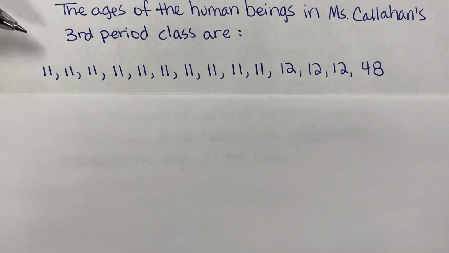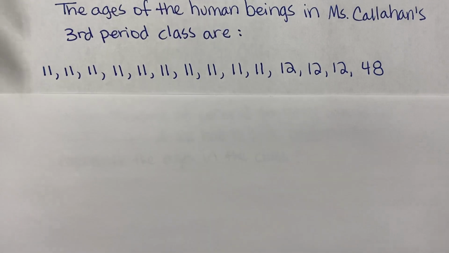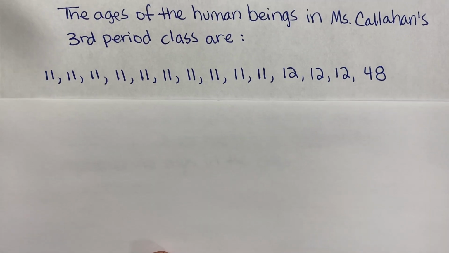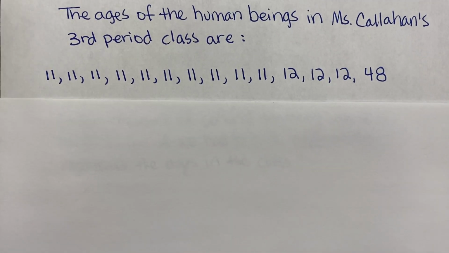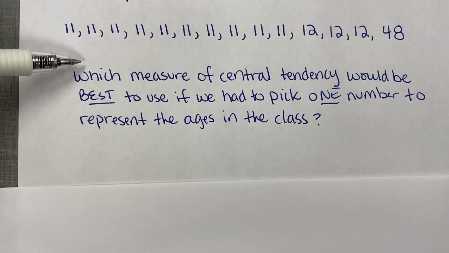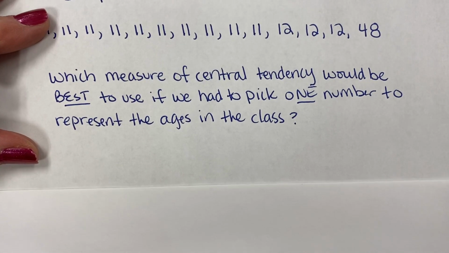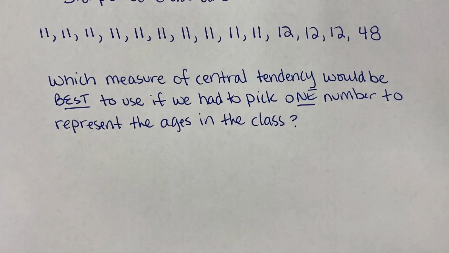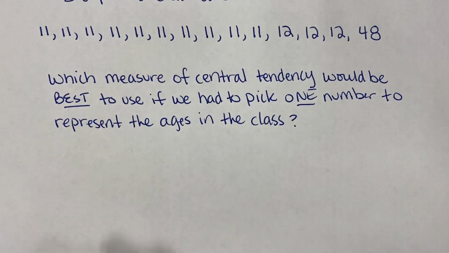So if I wanted to pick one number to represent the ages of the human beings in Miss Callahan's third period class, well, let's see. Let's calculate the three options. I wrote here, which measure would be best to use if we had to pick one number to represent the ages in the class. Okay, well, let's calculate the mean.